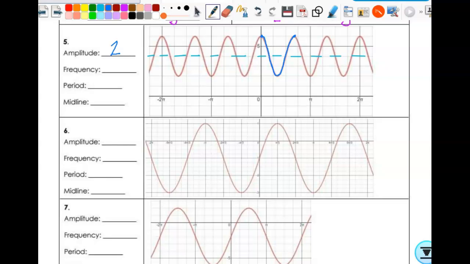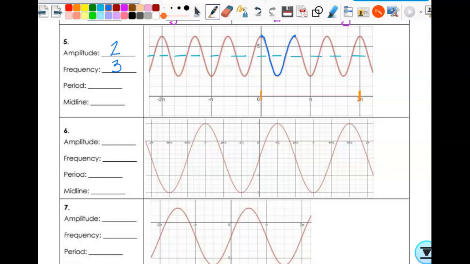Your frequency may be something you can count from the graph, but it might also be weird to count from the graph depending on what's going on. That's how many cycles occur between 0 and 2 pi. So when I look at this, I can say, all right, I have 1, 2, that's actually 3 full cycles between 0 and 2 pi, so my frequency is 3.